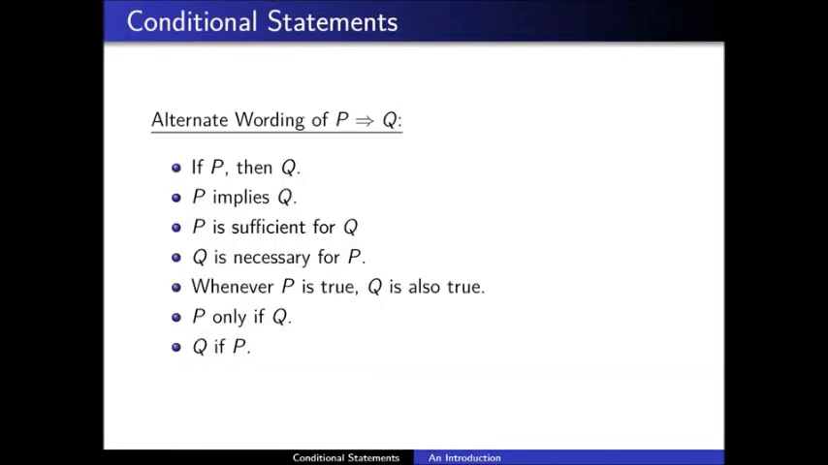The conditional statement is defined as an if-then statement. However, there are many ways of phrasing this. The main idea of a conditional statement is that if certain conditions are met, then something must happen. There are many ways to express this in the English language, and all of them are acceptable within mathematical proofs. For example, we could say if P then Q, or P implies Q. We could also say that P is sufficient for Q, and Q is necessary for P. We may say that whenever P is true, Q is also true.